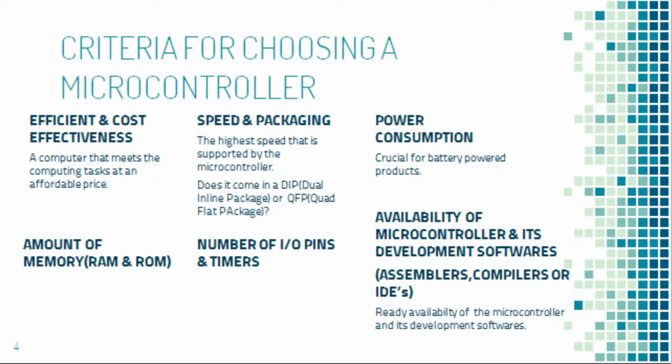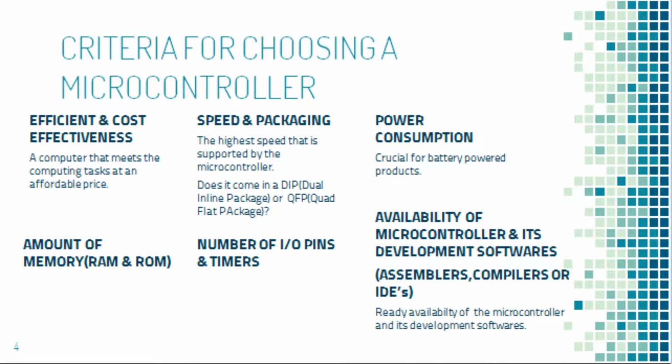Another important criterion is the packaging. Packaging becomes important when it comes to the assembly of the embedded product. A microcontroller may come either in a DIP or QFP. DIP stands for dual inline package. QFP stands for quad flat package.